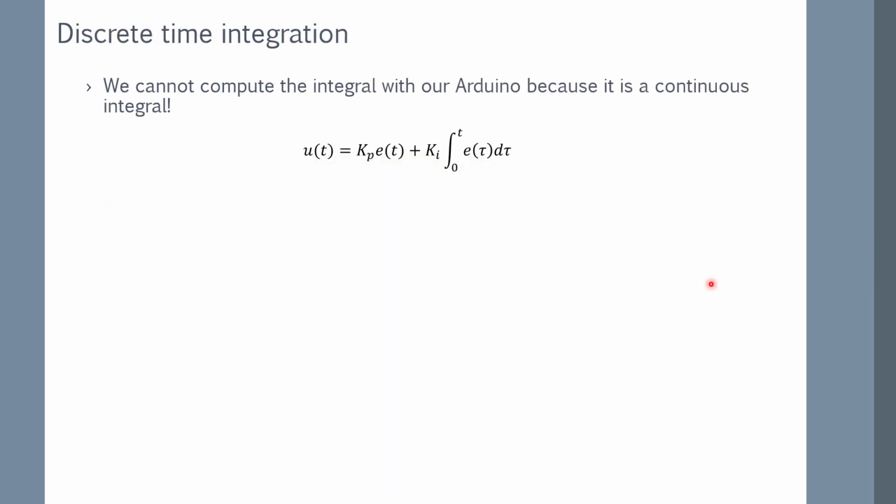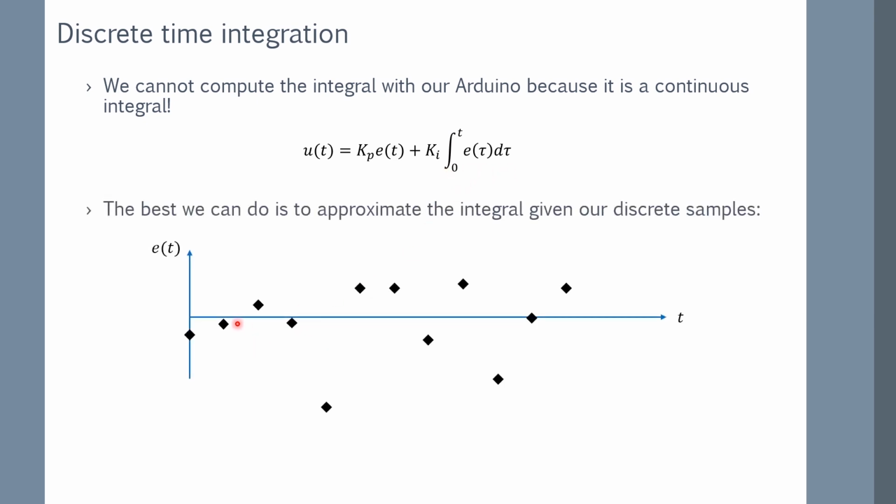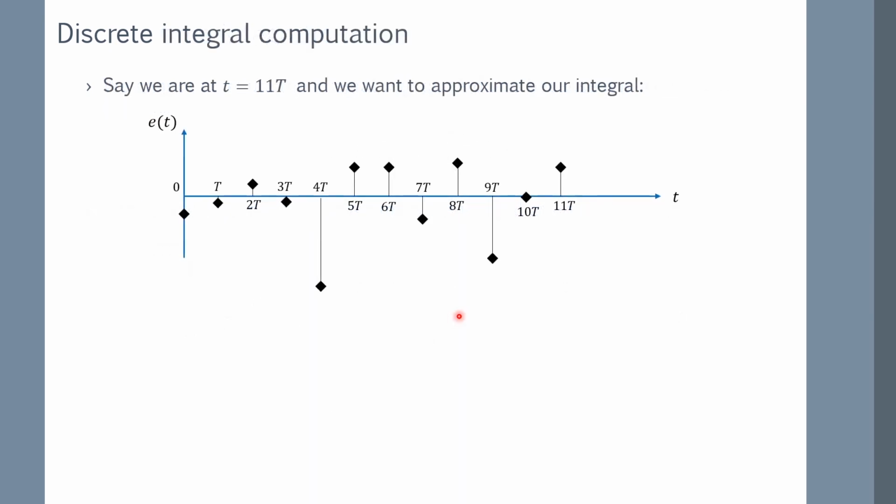But one thing that we have to realize is that we can't really compute this integral because it's a continuous integral, right? This integral here happens in the analog domain. And the only thing we have is samples. So the only thing we can do is approximate the integral by using our samples. And we can do that in a lot of ways. So let's look at this a little bit further. Let's say we're sitting here at 11T, and we want to approximate this integral.